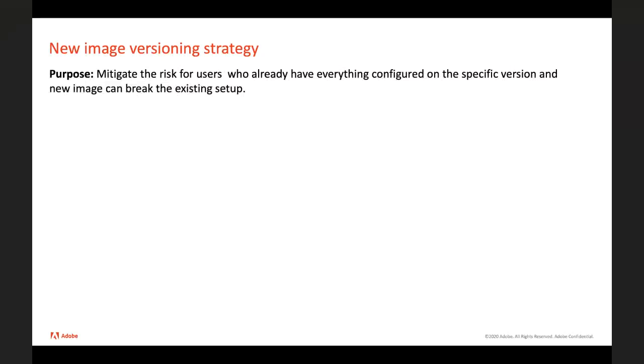Yes, the new image versioning strategy. In the previous Docker version, we stored images only for the latest patch version, and it may be a cause of a problem for users who already have everything configured in a specific version. A new image was able to break the existing setup, but right now we can set the patch version and not upgrade to a new one, so it makes our Docker a little bit more stable.